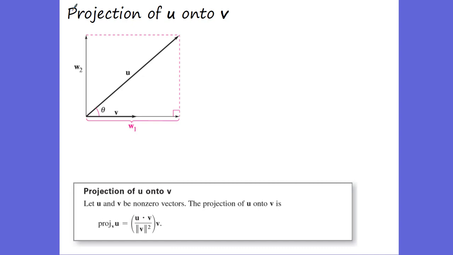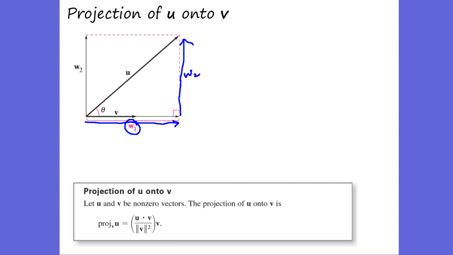Now, the only hard part of this chapter is a thing called projections of u onto v. Let's say we have this vector u here. Can you see this vector u is made up of 2 components? It's made up of a component in the x and a component in the y. We call this component in the x w1, and we call this component in the y w2.